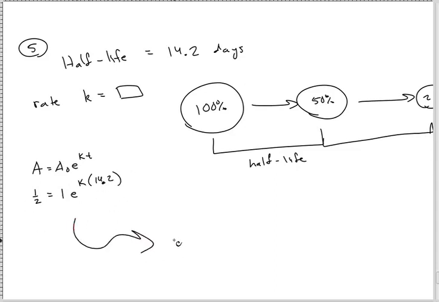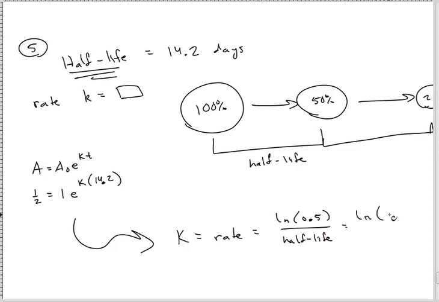I'm going to go ahead and show you that formula. Whenever you talk about half-life, you got this formula: k, your rate, is equal to ln of 0.5 divided by the half-life that they told you. In this particular case, that would be ln of 0.5 divided by the 14.2. So why are we doing ln of 0.5? Why is 0.5 special? And the answer is yes, 0.5 represents half, because it's a half-life.